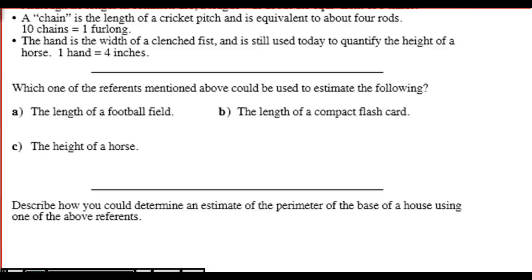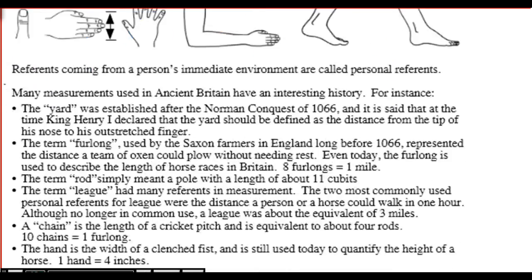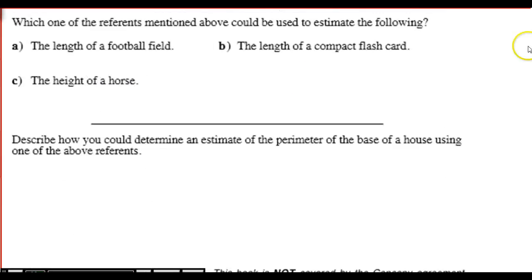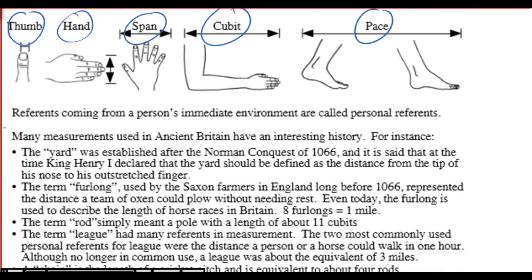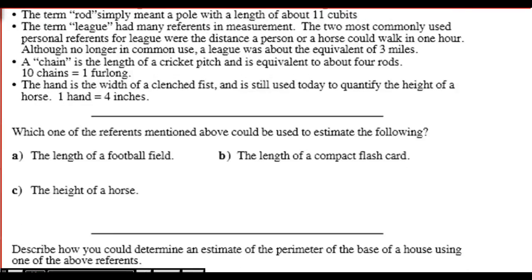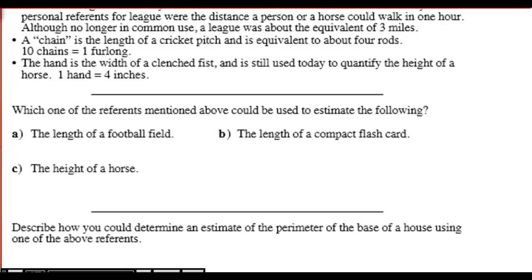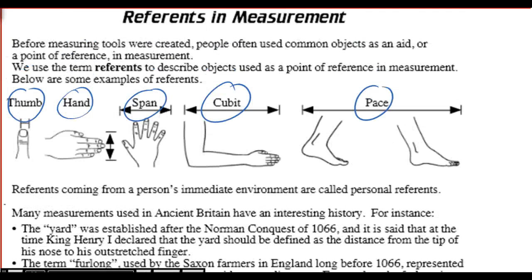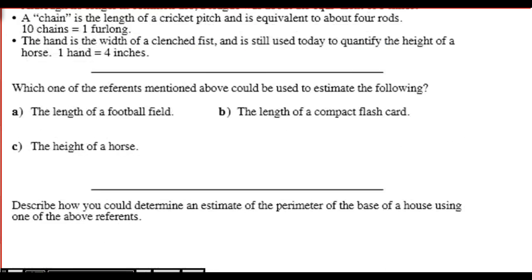So which reference is good for measuring a football field? That would be the pace, one pace, or however many paces. A length of a compact flashcard, well, that would probably be your thumb, since it's called a thumb drive as well. The height of a horse would probably be maybe in cubits, maybe in paces. I'm not really sure.